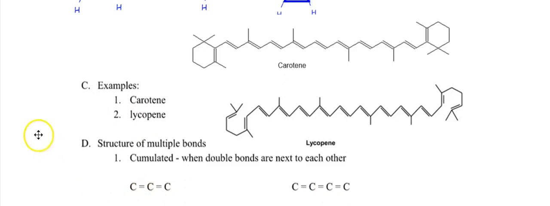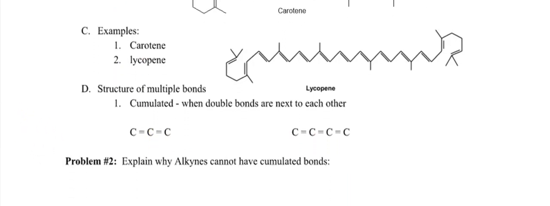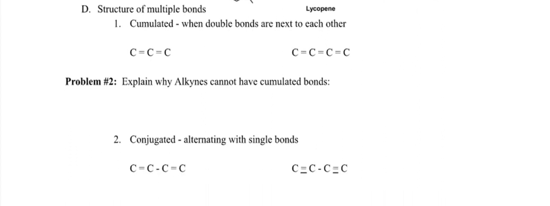So let me ask you this. Can alkynes not have cumulated bonds? And the answer is, well, no, they can't. We already said that. Do you remember what happened when I tried to do the 4 carbons with the 3 triple bonds and we ended up with negative hydrogens?